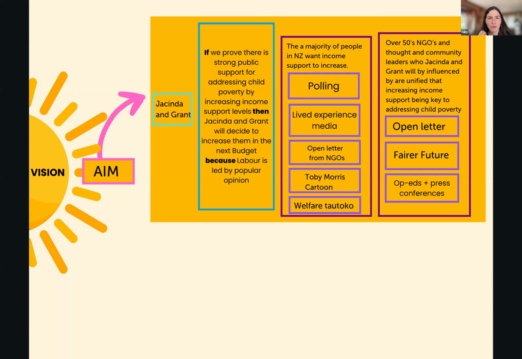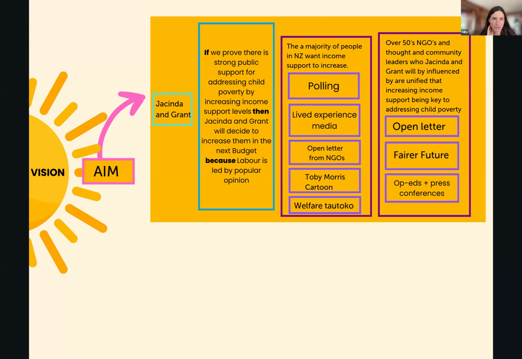And then in terms of thought leaders, one example of what we did there was op-eds and press conferences. We pitched op-eds to places we knew Grant would be reading. We knew Grant, as the finance minister of the time, would be getting the Dom Post, or it's changed its name now, on his desk. I think it's every Tuesday. Every MP gets it. And we also knew he'd be watching things like interest.co.nz, which is an economic media platform.